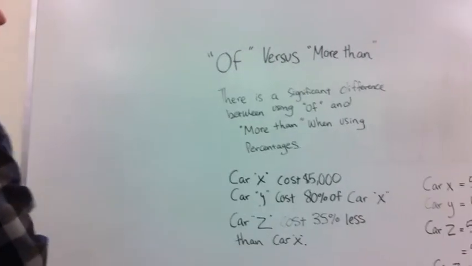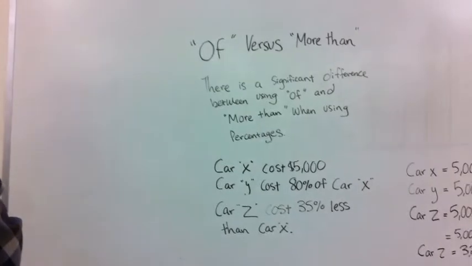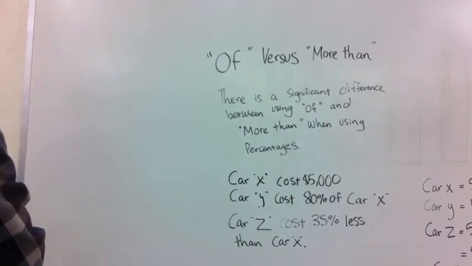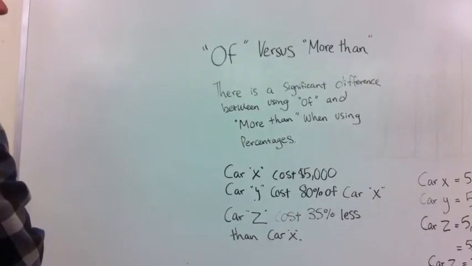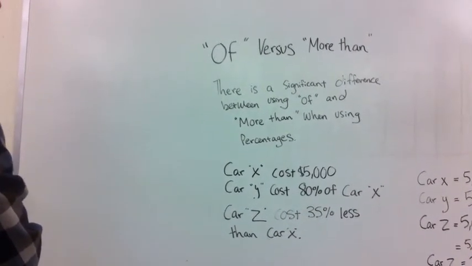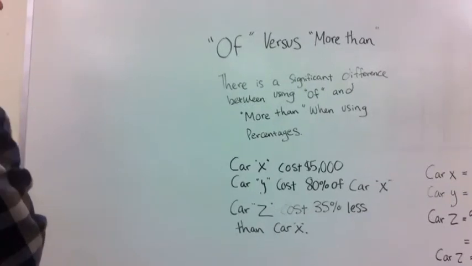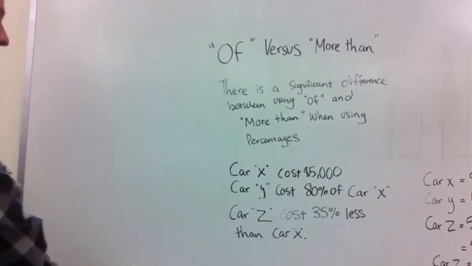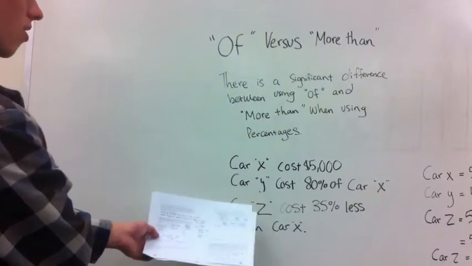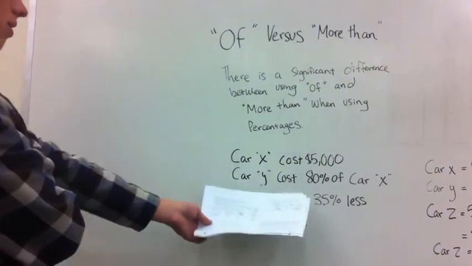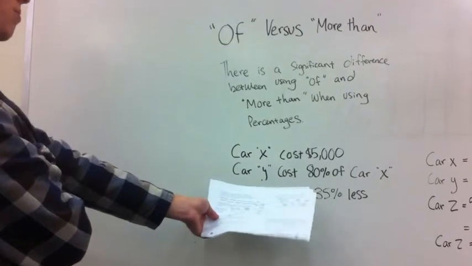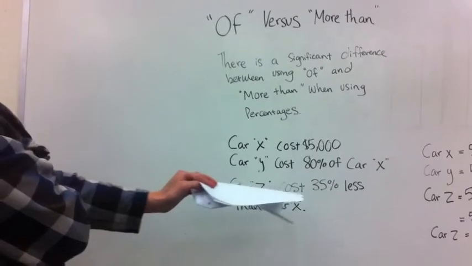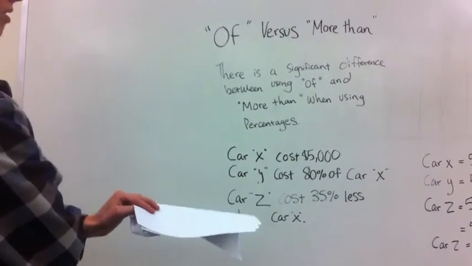So here we have our last topic, using word problems using of versus more than. There is a significant difference between using of and more than when using percentages and in comparisons. So here we have an example. We have three different cars. Car X cost 5 grand. Car Y cost 80% of car X. And car Z costs 35% less than car X.